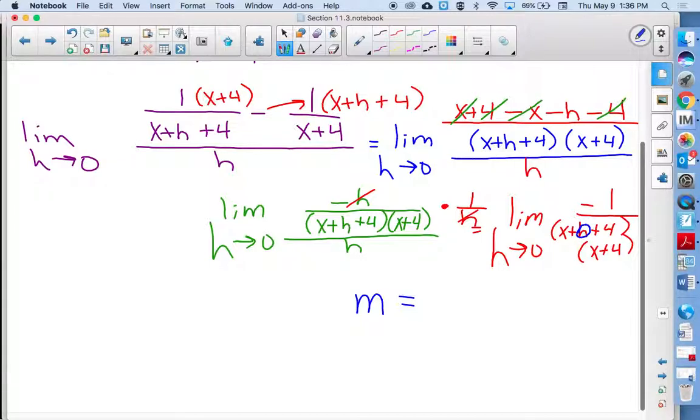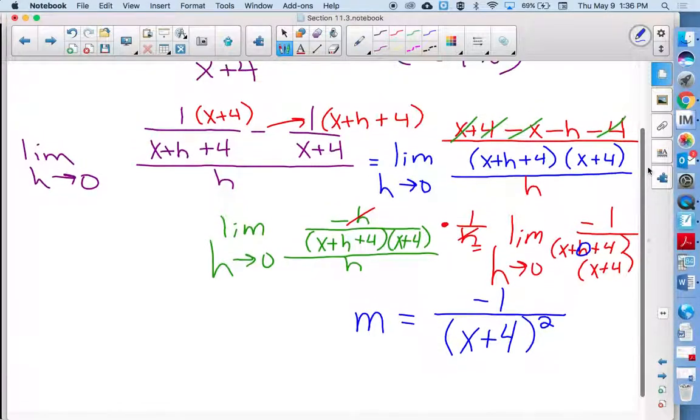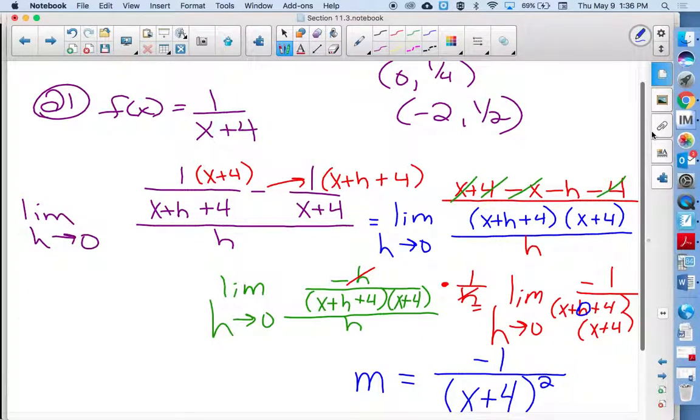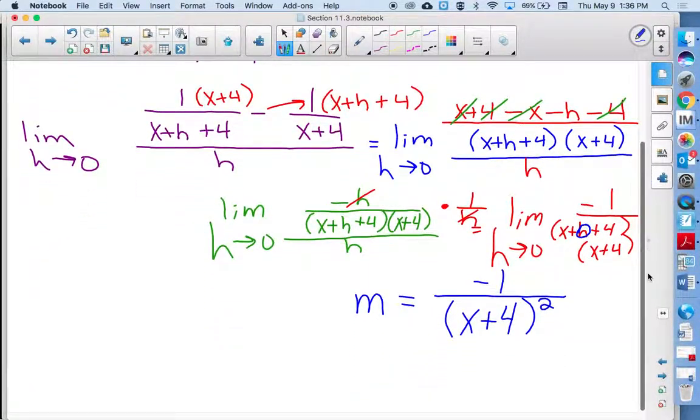So what you have remaining is x plus 4 times x plus 4, which, if you have the same factor written twice, we say that it's x plus 4 quantity squared. On the top, there's still a negative 1. So this would be the slope of the tangent line at any point on the graph. That's the equation that represents the slope at any point on the graph. They specifically gave us 2 values, 0, 1/4, and negative 2.5. Eris, what do you do then to find the specific slope at the point 0, 1/4?